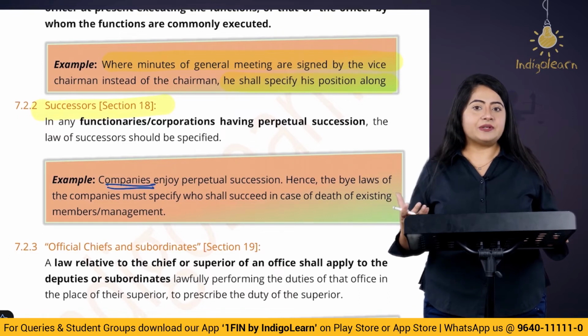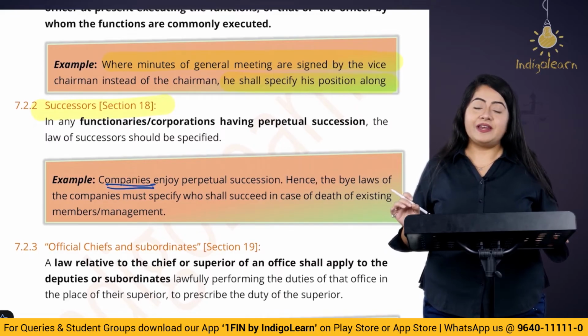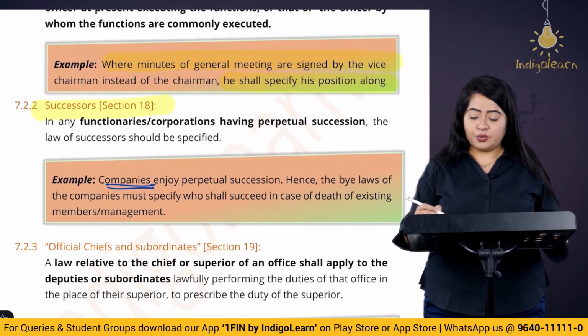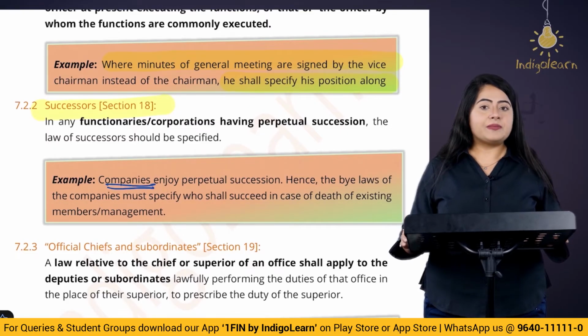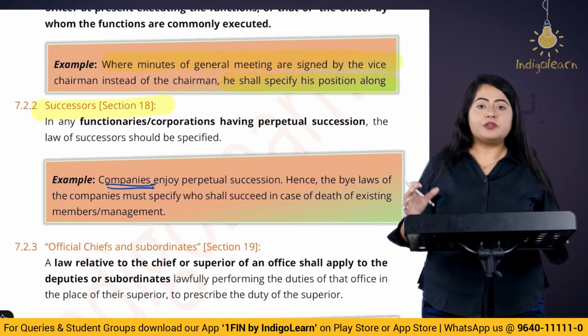Now, when we say that a company is going to enjoy perpetual succession, then how is it going to enjoy perpetual succession? We also have to define that, right? So, in the Companies Act, it has to be mentioned how it is going to be done. Okay, so we know for the company, if all the members have died, then the nominees of the members are going to take over the place of the members, right?